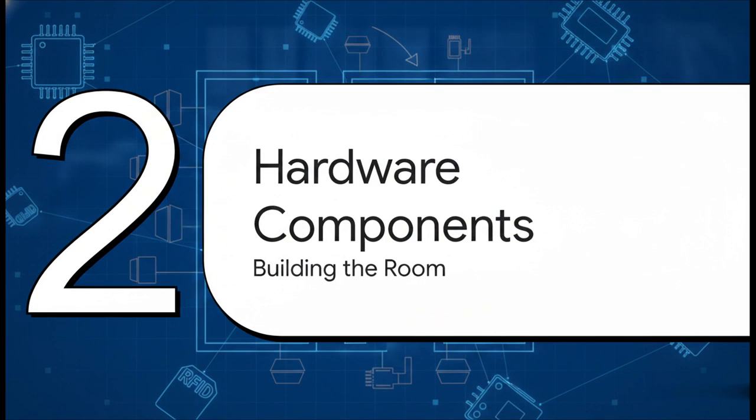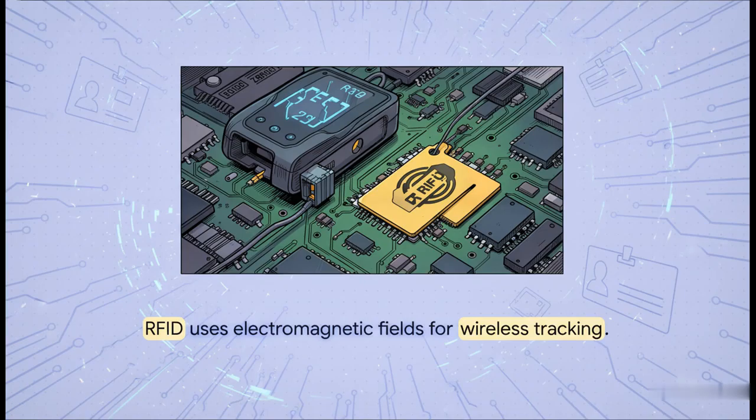Moving on to section 2, components of automation. Let's look at the embedded hardware heroes actually building this room and making it a reality. The absolute hero of our story here is RFID, or Radio Frequency Identification. This tech uses electromagnetic fields to instantly identify and track tags, like the ones inside a student ID card.